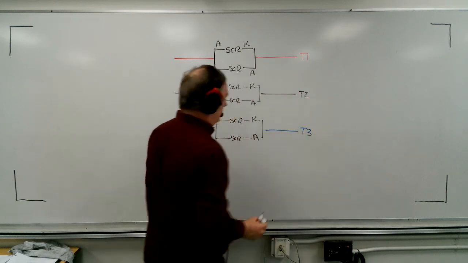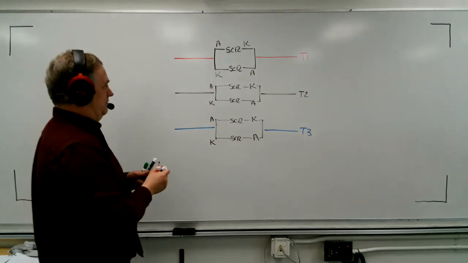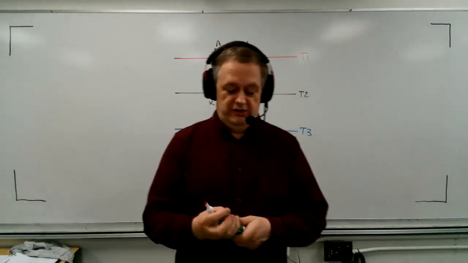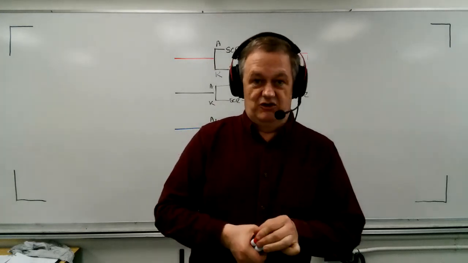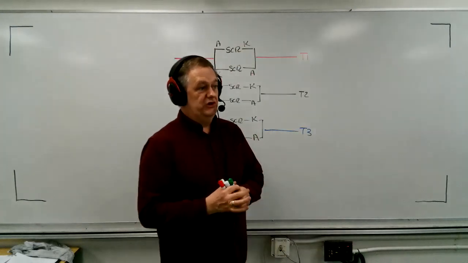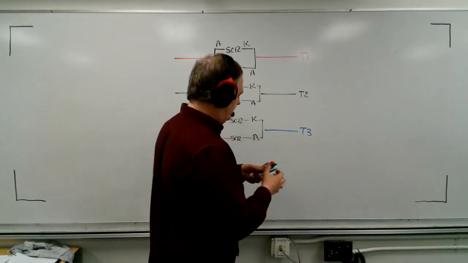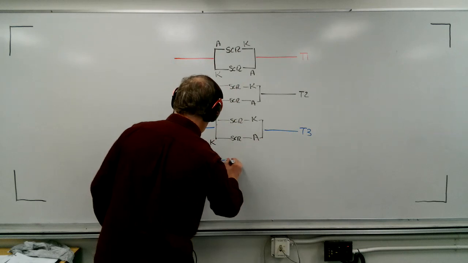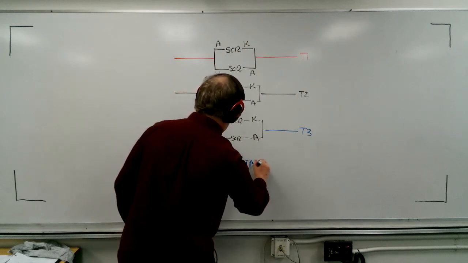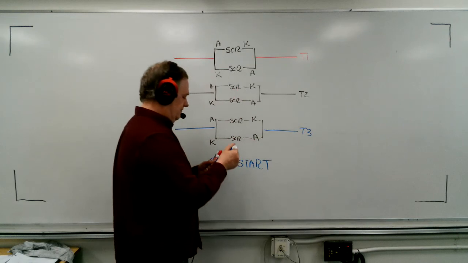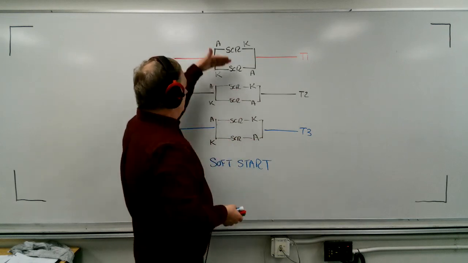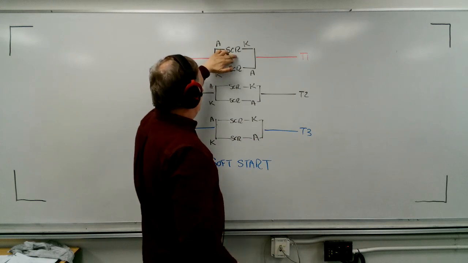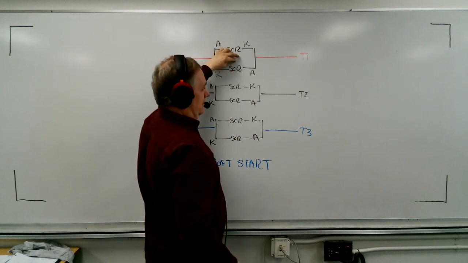Now, I know that I'm probably skipping ahead of you a little bit. You're going to be looking at this when you do motor controls. This is a very popular electronic reduced voltage starter. It's called a soft start. Okay, this is the soft start. And what a soft start does is it uses two SCRs per phase. It interlocks the gate signal.